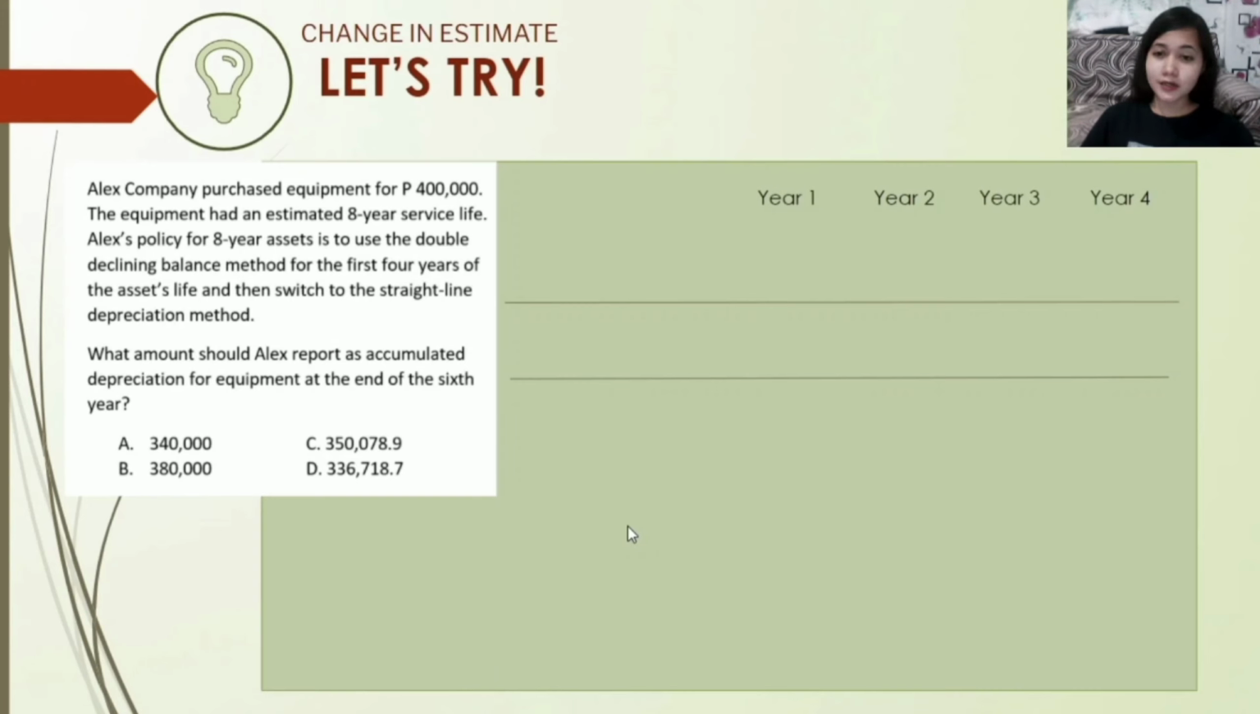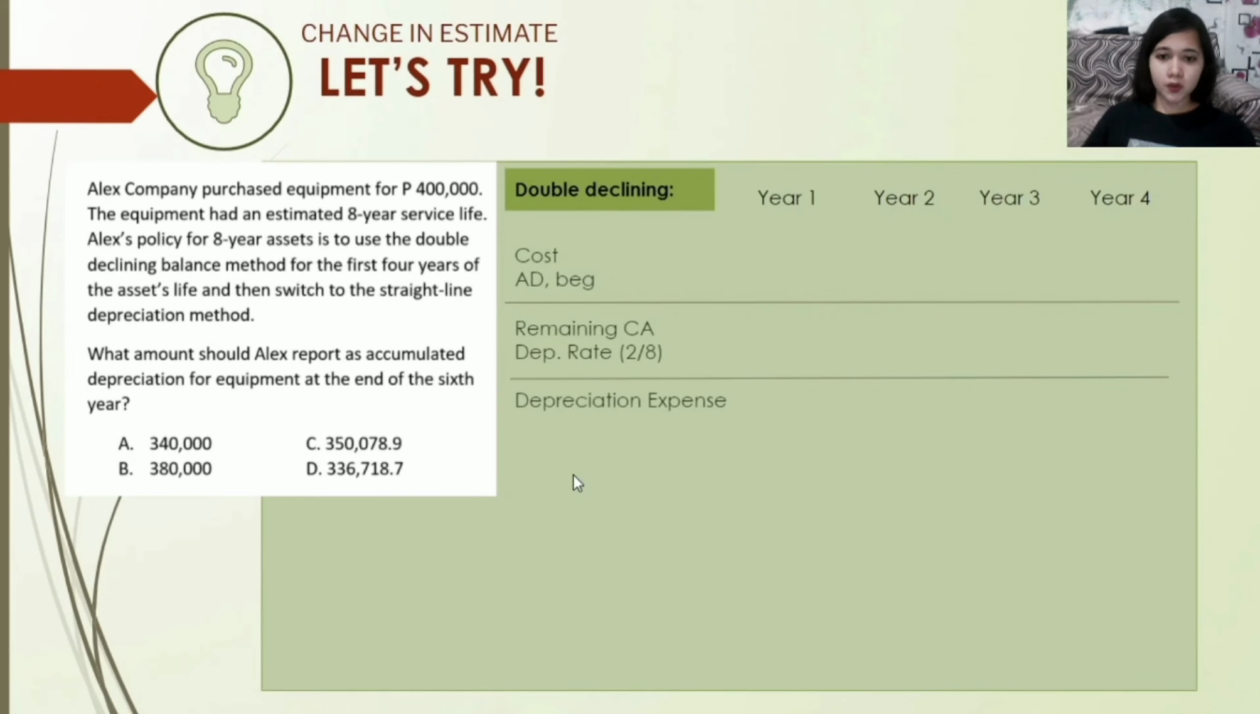Dito, ang reason kung bakit nagbago ang depreciation is the change in depreciation method. Sa unang 4 na taon daw, ang gagamitin nila is double declining. Para makuha natin yung accumulated depreciation, kailangan muna natin kunin yung sa unang 4 na taon. Kailangan natin ng cost less accumulated depreciation times depreciation rate, which is 2 kasi double declining ang ginamit, over the useful life, which is 8 years. By that, makukuha natin yung depreciation expense.